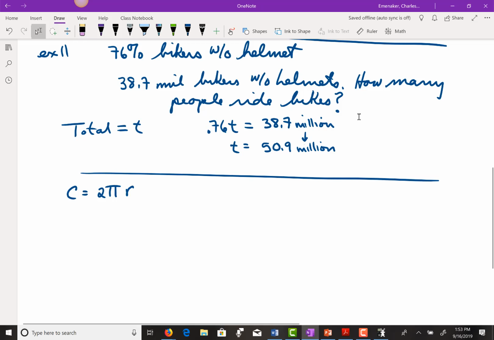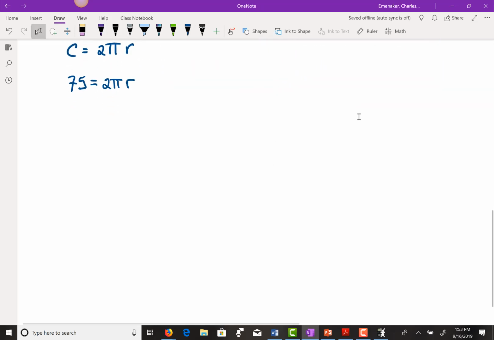Could you figure it out from this information? Well, you know the circumference is 75 because it took 3 strands of lights. C equals 2 pi r. What's r mean? Radius. Now is the radius all the way across? No. Thank you. It's only halfway.